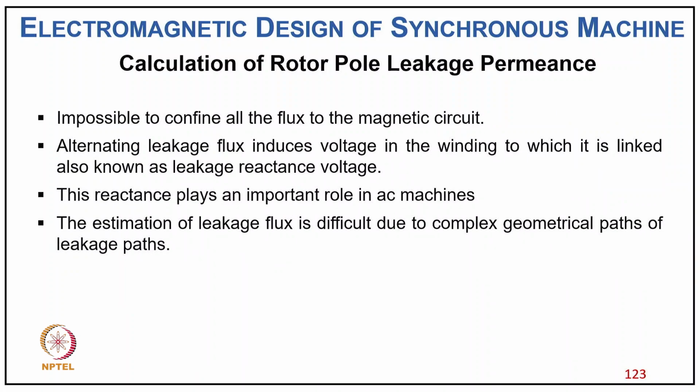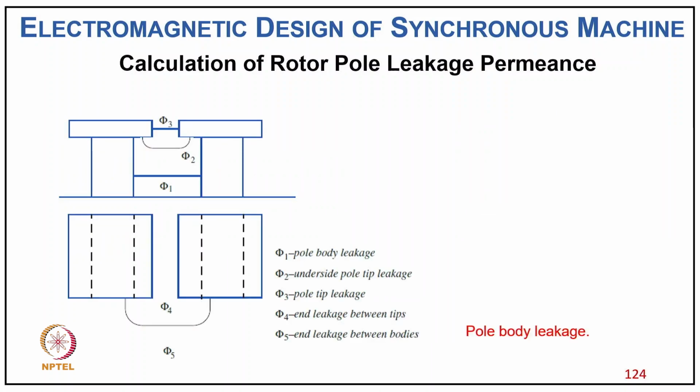Therefore, the reactive voltage may be regarded as due to the voltage drop in the constant leakage flux reactance. It is impossible to confine all the flux to the magnetic circuit. The alternating leakage flux induces voltage in the winding to which it is linked, also known as leakage reactance voltage, and this reactance plays an important role in AC machines. The estimation of leakage flux is difficult due to the complex geometrical leakage path, and typically you can see the stator body leakage flux, pole tip leakage flux, and other leakage fluxes. All five leakage fluxes are shown here in the different parts, for example the pole body leakage.